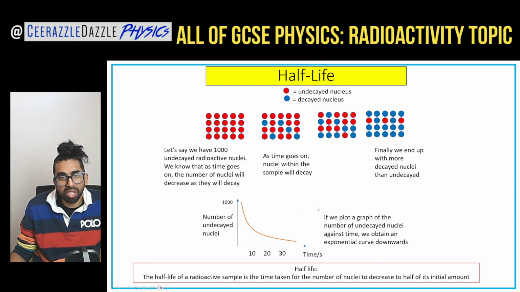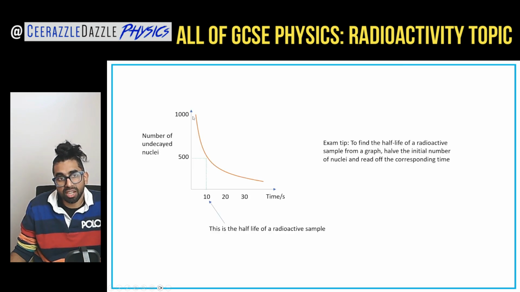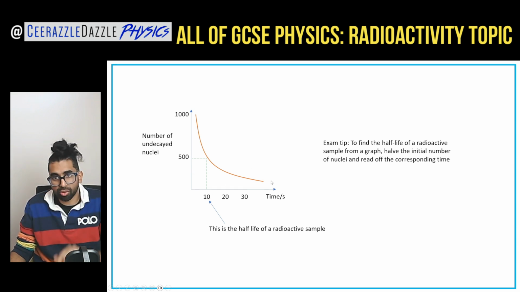Now from here we can actually look at the half-life on this graph. So to work it out, first of all, the initial amount is 1,000. You simply look at where 500 is and read off the graph over here. The time taken for the nuclei to drop down to half of its initial amount, from 1,000 to 500, is only going to be 10 seconds for this radioactive sample over here. Make sure you draw that on the graph over there.